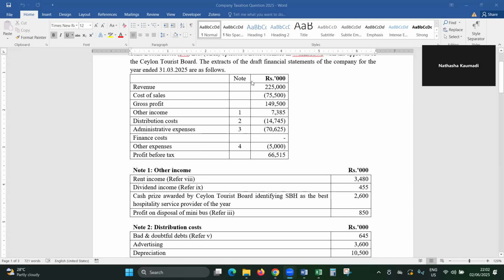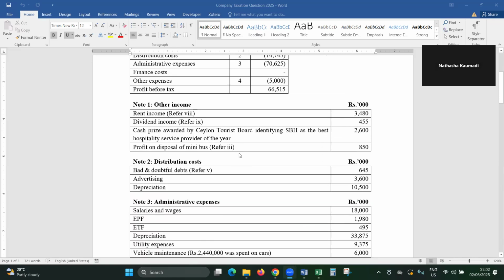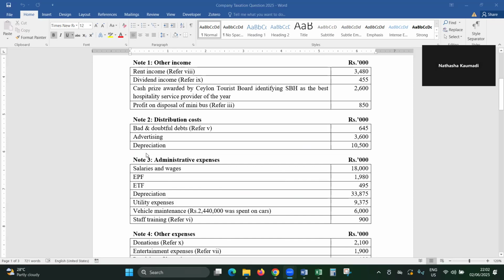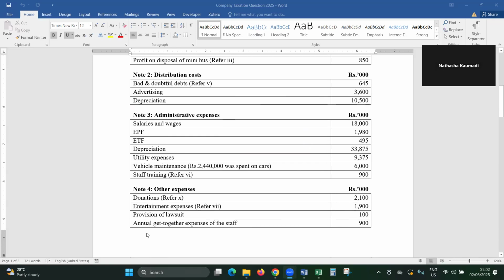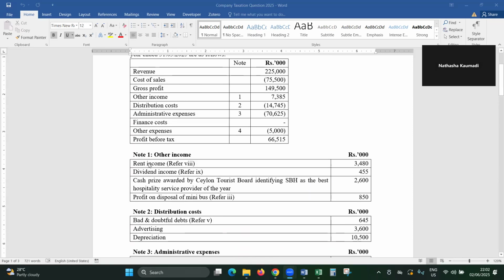Now you can see in this draft P&L, notes are given, right? Note number 1, 2, 3, 4. So we'll see what is included in note number 1. It's about other income. You can see rent income, and there's a subnote number given, refer to subnote number 8. That total value is given. If you go to point 8, there's a breakdown of this rent income.